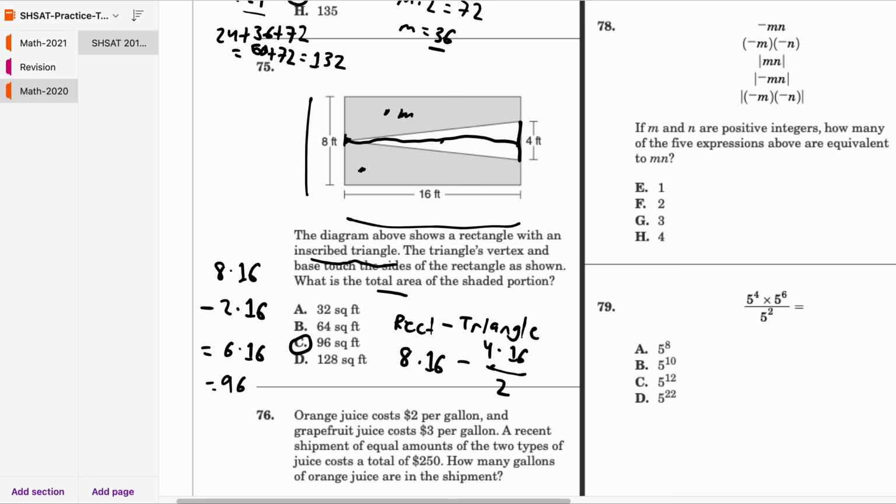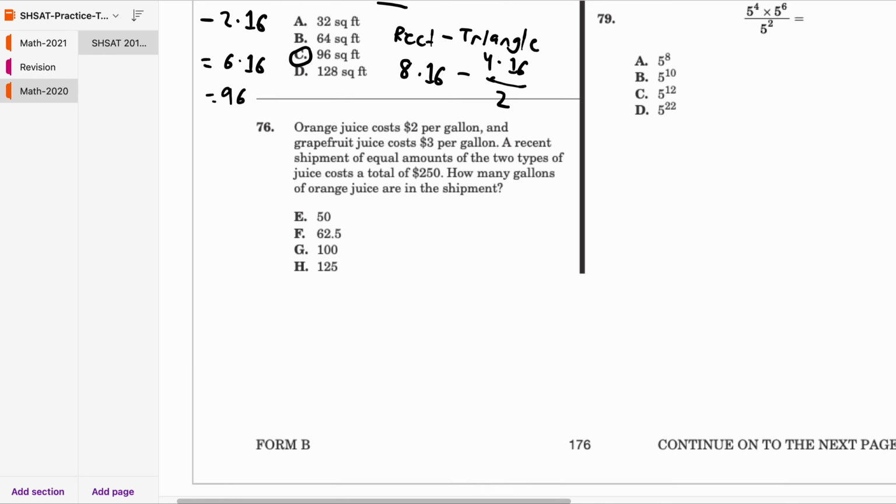So now we're going to move on to 76. So we know that orange juice costs $2 per gallon, and grapefruit costs $3 per gallon. And a recent shipment of equal amounts of the two types of juice costs $250, right? So we can put this as an equation, right?